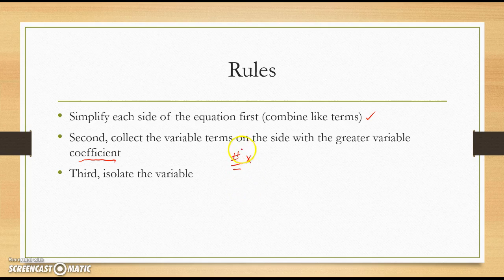So when we talk about the greater variable coefficient, you'll understand that in a second, but we're really looking at the numbers that are in front of that x. Remember, there's always that multiplication sign there too. And then third, you want to isolate the variable. So very similar steps to what we've solved before, just adding one more in there and you'll see it.